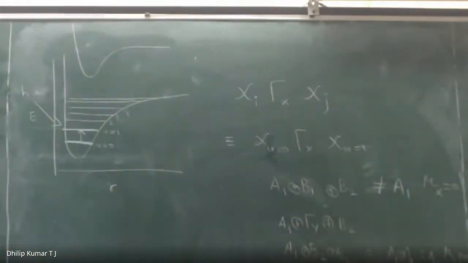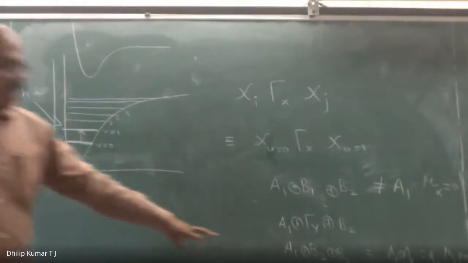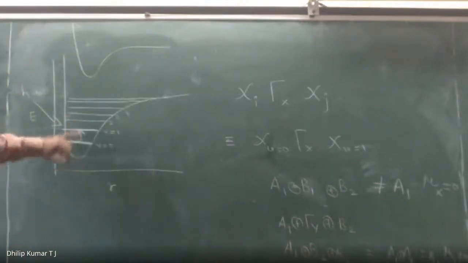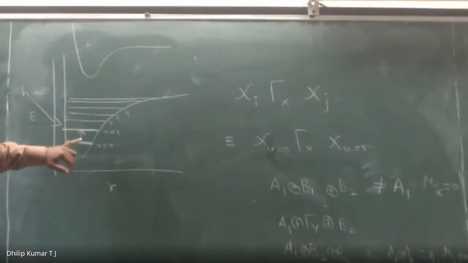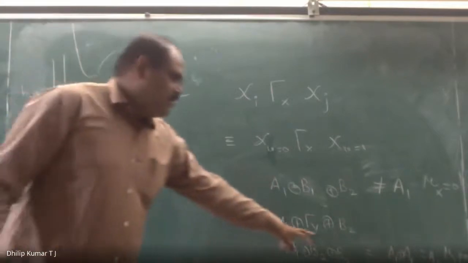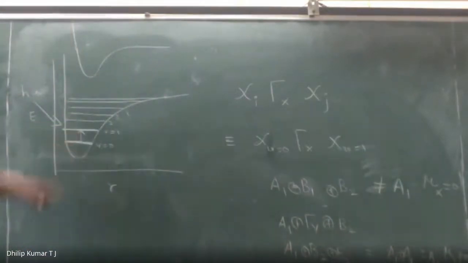So the molecule has to excite from one vibration state to another excited state, and the two states should have the symmetry of A1 and B2, and the dipole moment component also should be, say, the Y component. Then the transition is allowed. Okay, then you will see a peak in the IR spectrum.